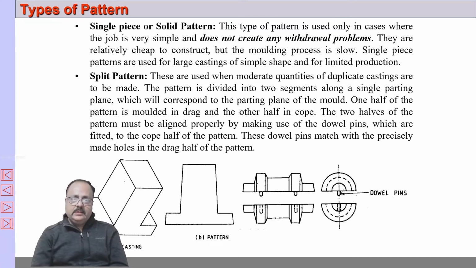Therefore, the dowel pins. This half will be used for making an impression in the cope, and this will be used for making an impression in the drag. You take it out from the drag, you take it out from the cope, and then we fit the drag and the cope together to produce the mold.